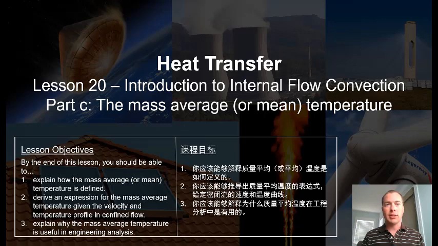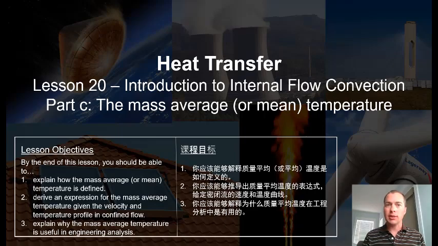By the end of this lesson, you should be able to explain how the mass average temperature is defined. You should also be able to derive an expression for the mass average temperature given the velocity and temperature profiles in a confined flow. Finally, you should be able to explain why the mass average temperature is useful in engineering analysis.